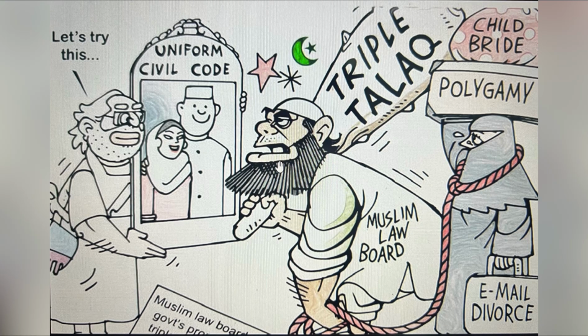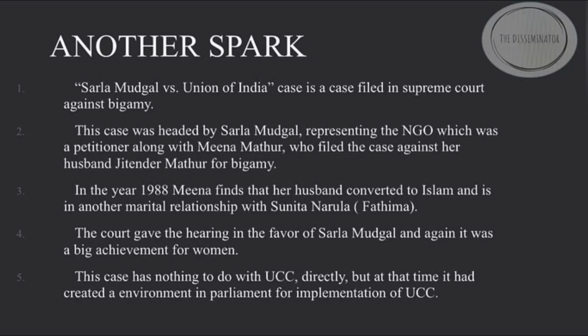Later years, another similar case popped up in the Supreme Court, known as Sarla Mudgal versus Union of India. This case was filed in Supreme Court against bigamy. This case was headed by Sarla Mudgal representing the NGO, which was a petitioner along with Meena Mathur, who filed the case against her husband Jitendra Mathur for bigamy. In year 1988, Meena finds that her husband converted to Islam and is in another marital relationship with Sunita Narula, then Fatima. The court gave the hearing in the favor of Sarla Mudgal, and again it was a big achievement for women. This case had nothing to do with Uniform Civil Code directly, but at that time it had created an environment in Parliament for implementation of Uniform Civil Code.